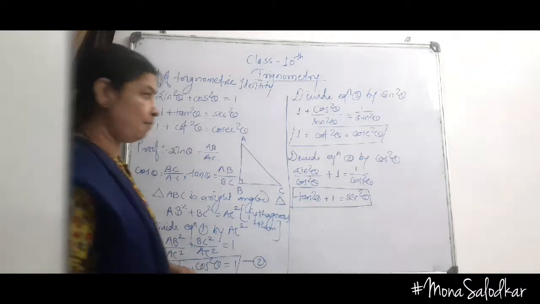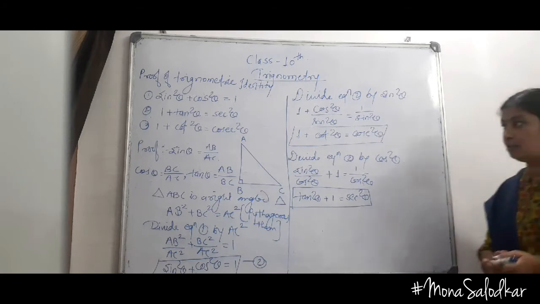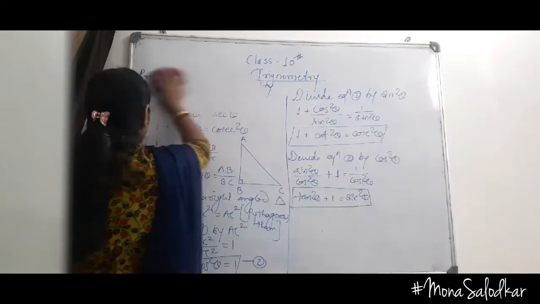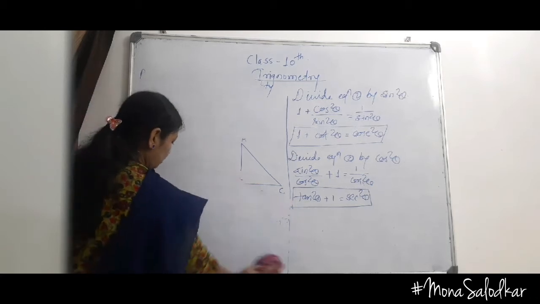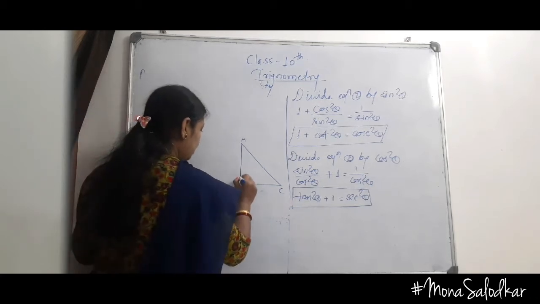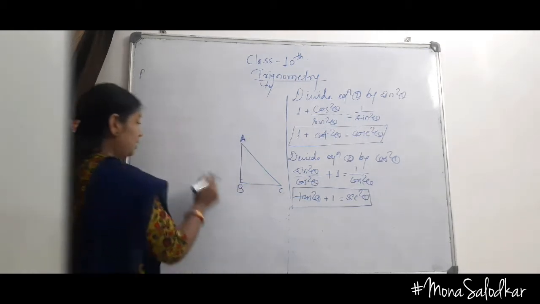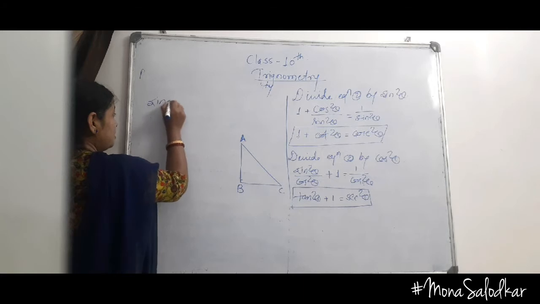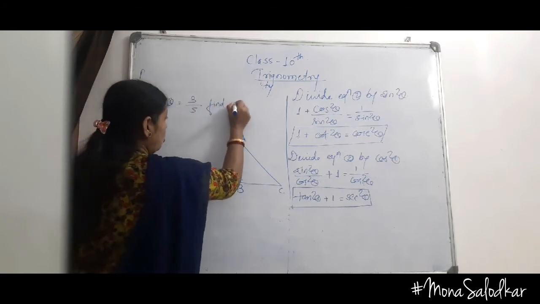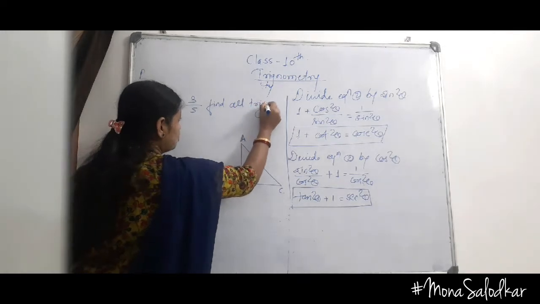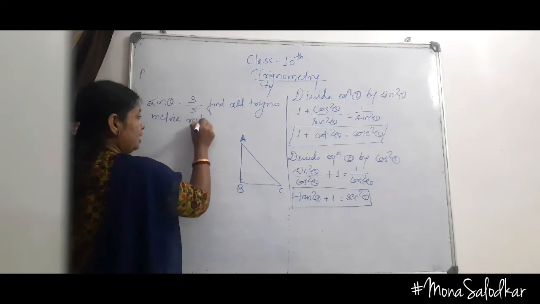Now let's see how to find the trigonometric ratio. If a triangle is given, then how to find the trigonometric ratio. Now if this triangle ABC is given, and what is given? If sin theta is 3 upon 5, find all trigonometric ratios. You have to find out all trigonometric ratios.